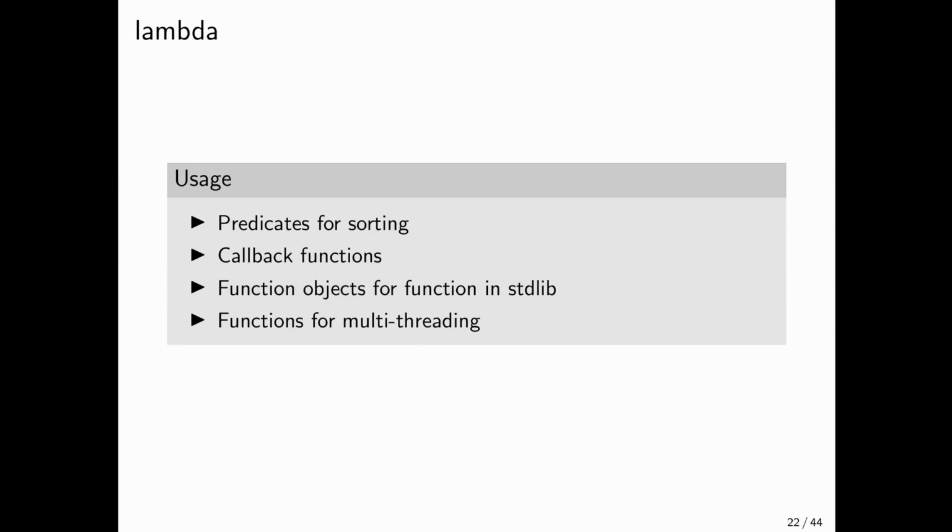Why do I need lambdas? What can I use lambdas for? I mentioned a lambda is an unnamed function. I will show you in a minute. And what are they used for? Well, the examples I wanted to show you, I wanted to make them simple enough so you can immediately understand what the benefit of a lambda function is. So I can create a predicate for sorting. I can quickly create callback functions. I can use them as function objects for various algorithms in the standard library. And also I can use them for multi-threading.